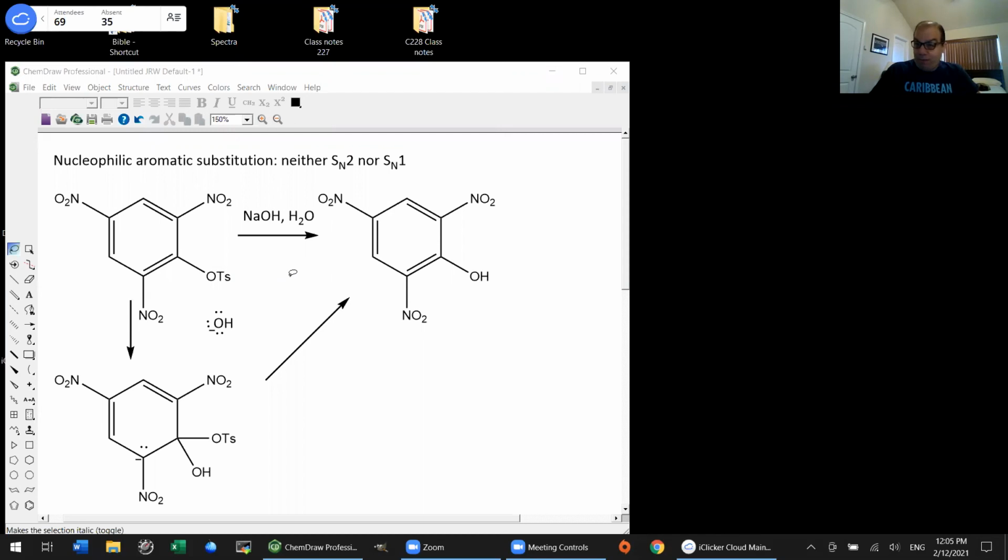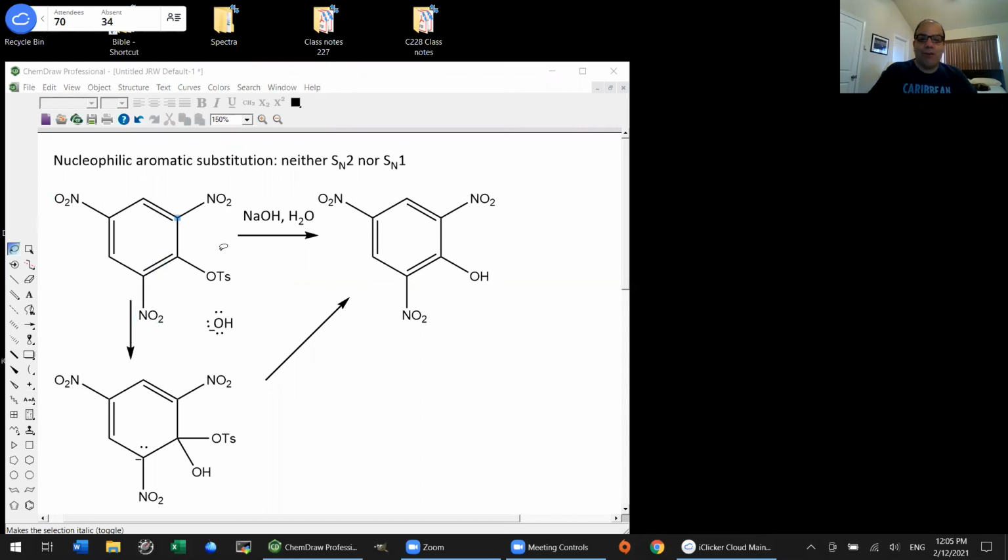good leaving group. Someone asked last time, can you use tosylate instead of halogen? Again, I've never done one of these reactions, but I certainly believe so. I don't see why you couldn't. But you want at least a good leaving group, and preferably at least one electron withdrawing group. So nitro isn't the only electron withdrawing group. There are many others besides.